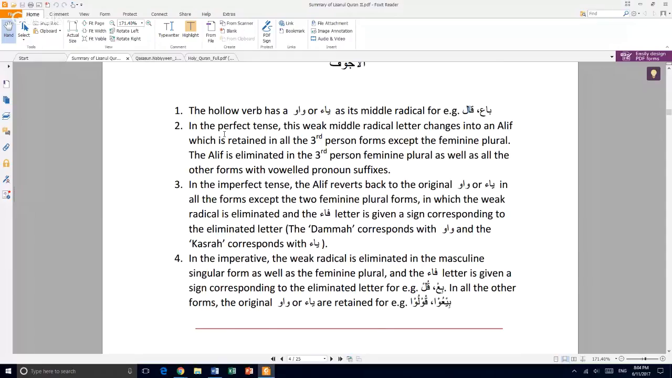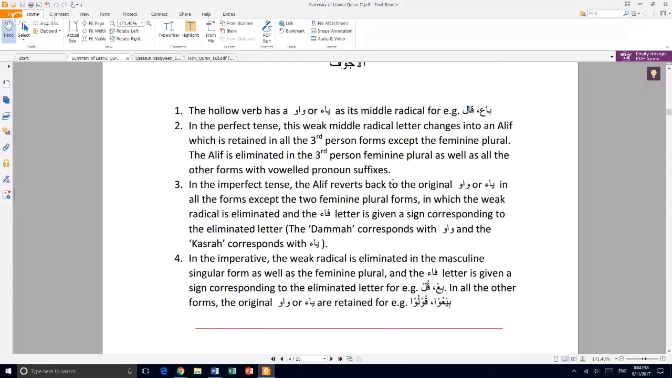In the imperfect tense, the alif reverts back to the original waw or ya in all the forms except the two feminine plural forms, in which the weak radical is eliminated and the fa letter is given a sign corresponding to the eliminated letter. The dhamma corresponds with waw and the kasra corresponds with ya. So let's say yaqulu, yaqulani, yaquluna, taqulu, taqulani, and then yaqulna.